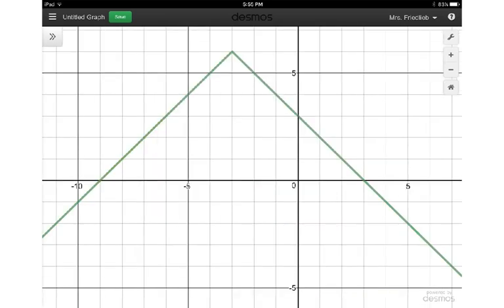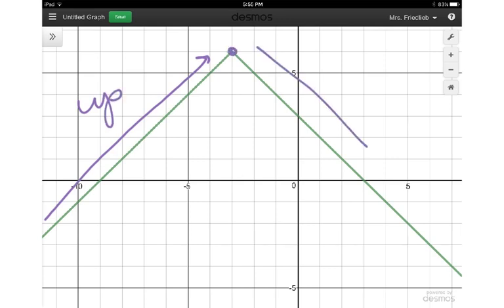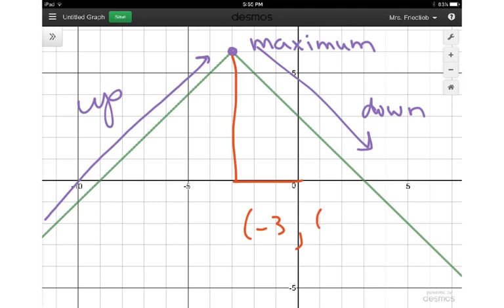Let's do this again. In this absolute value graph, if you read it from left to right, first the graph is going up, and then it changes directions and starts to go down. So this is the highest point on the graph, so it's at a maximum. And what ordered pair is that maximum? Well, I'm going to go 3 to the left, that's negative 3, and then I'm going to go 6 up. So the maximum is at negative 3, comma 6.